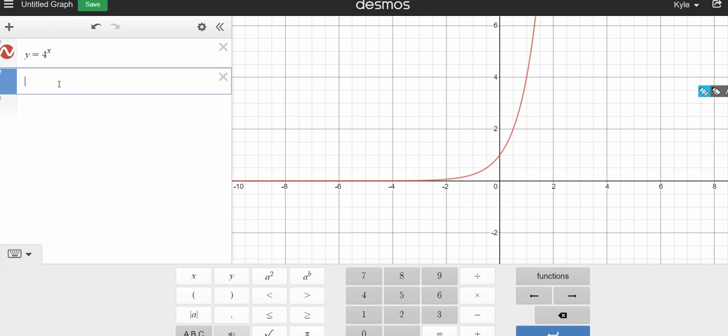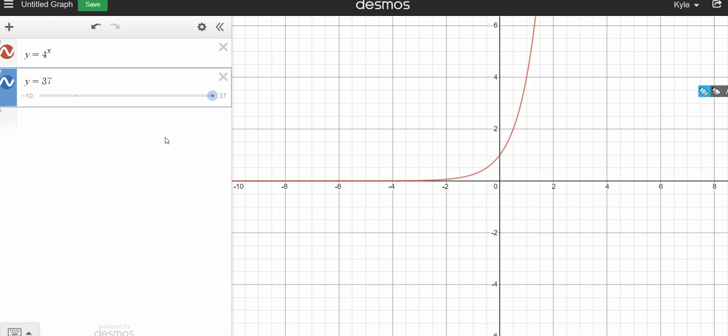So then this one doesn't work if I just put in 37 though. It doesn't know what I'm talking about. So I need to explicitly say y is equal to 37. All right, so now why don't I see that, right? I saw the first one, where's the second one? Okay, well, the issue here is that y is equal to 37 is a horizontal line at 37. So I need to see a little higher.